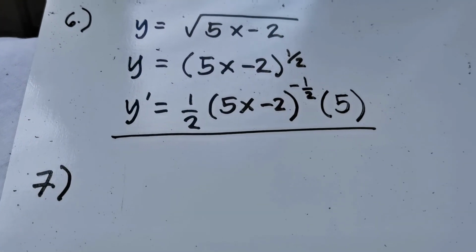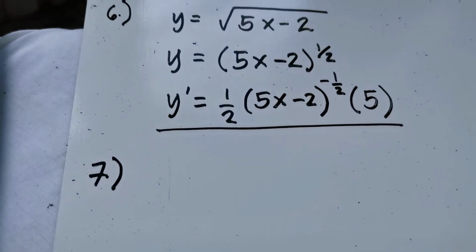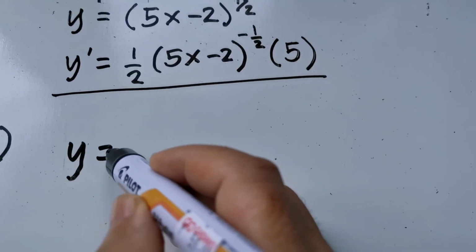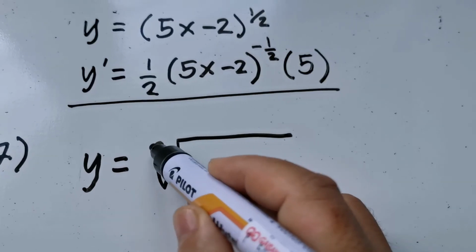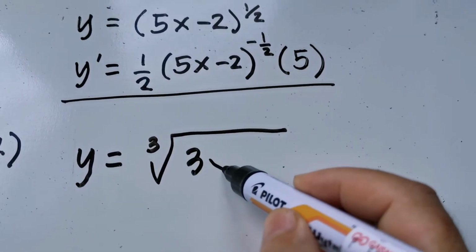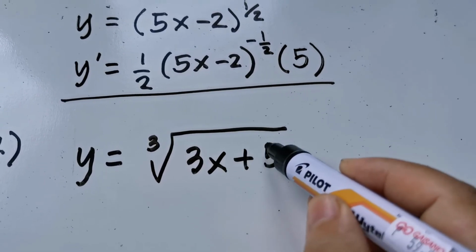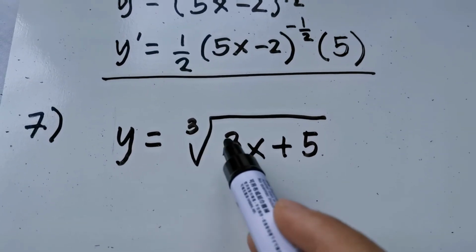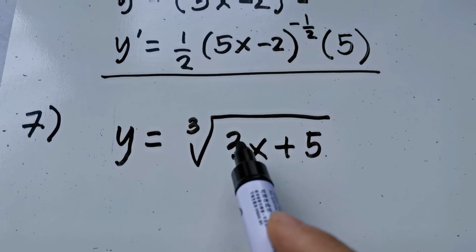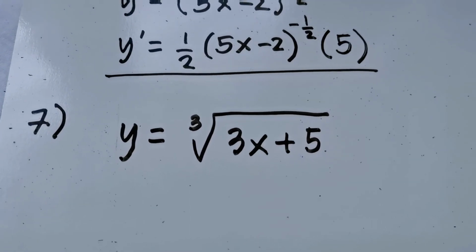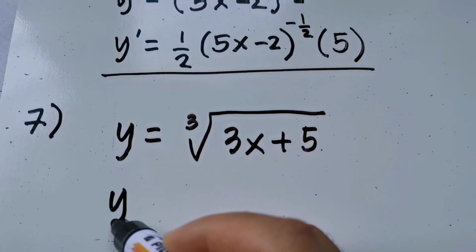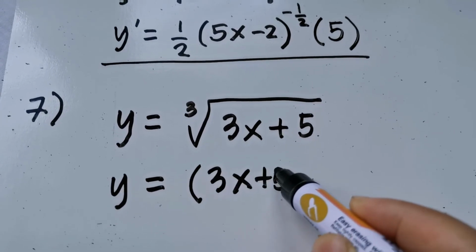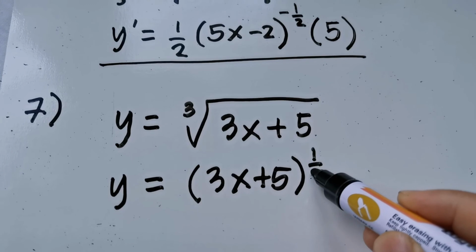Our next example is y equals the cube root of 3x plus 5. So we have here the cube root. The equivalent exponent of the cube root is 1/3. So we have to write it first into an exponential function. We have 3x plus 5 raised to 1/3.